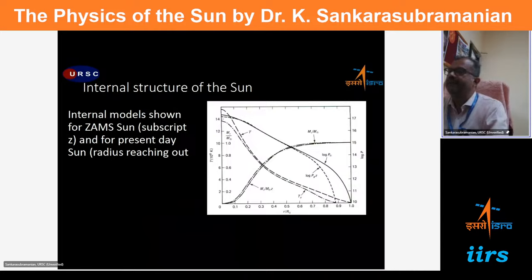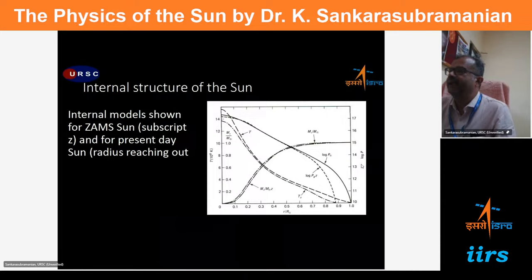Here is a picture of the internal structure of the sun. On the left-hand side, the vertical axis is the temperature in 10 power 6, and on the x-axis is the radius in terms of solar radii. That is, zero solar radii is the core, and one solar radii is the photosphere. And on the right-hand side, the y-axis is the density.